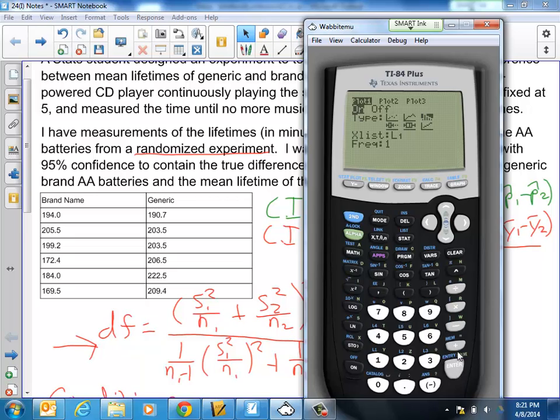Second list. Did I say change it to L2? I meant change it to L1. I'd been working with L2. We've got the histogram selected. That looks good. Let's see what ZoomStat does by default.